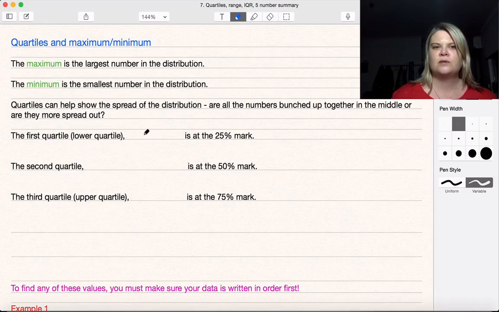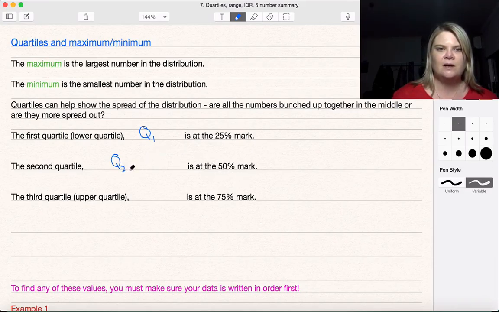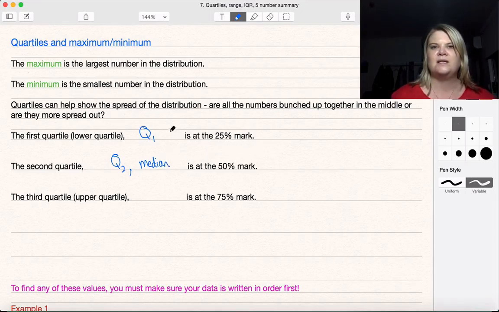The first quartile, which is known as the lower quartile, is often called Q1, and the 1 is a subscript, a little one, a little lower than the line that you're writing on. Q1, and it's at the 25% mark. The second quartile is Q2. It's at the 50% mark. Another name for Q2 is the median. And you might remember from a previous video that the median is the middle number. That's why it's at the 50% mark, exactly halfway along the distribution.